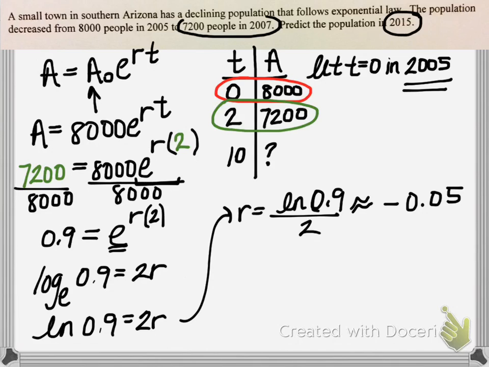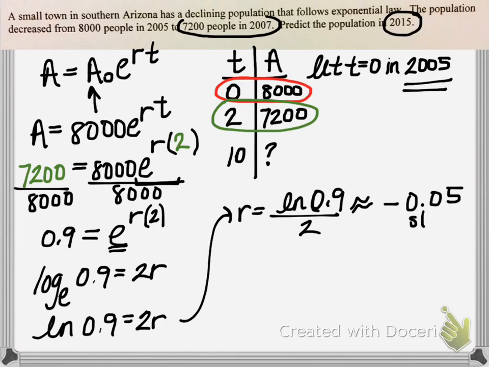Now, a few things to remember. We're getting a negative R value, but that makes sense because our population is decreasing. It's decaying exponentially, so it should make sense that we're getting a negative value. Anytime R is negative, we have exponential decay rather than exponential growth. And because this is an approximate value, we do not want to round this number.